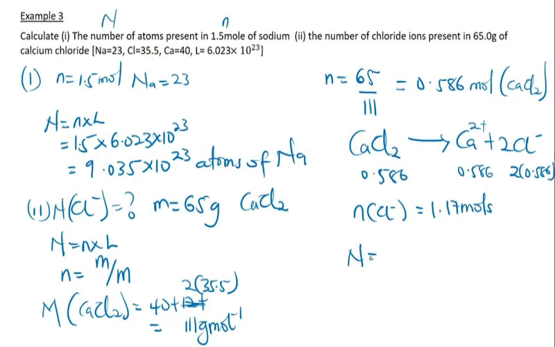If this is the case, our capital N, or the number of chloride ions, is now the mole, which is 1.17, times Avogadro's number, which is 6.023 times 10 raised to the power 23. And this will give us 7.047 times 10 raised to the power 23 chloride ions. So this is how we solve basic problems on mole concept.